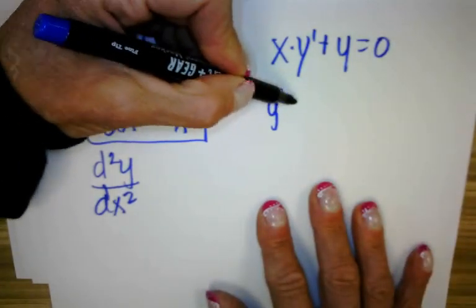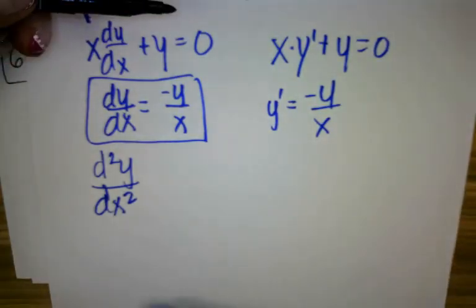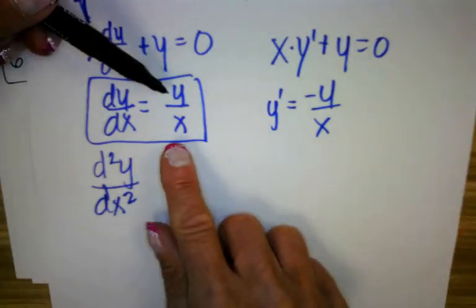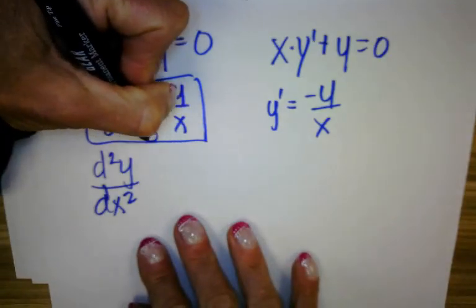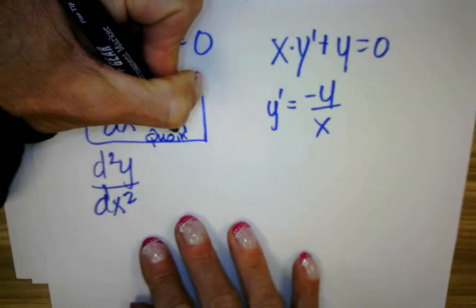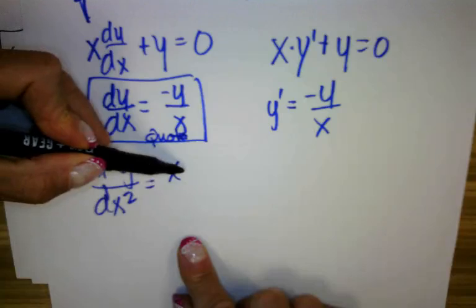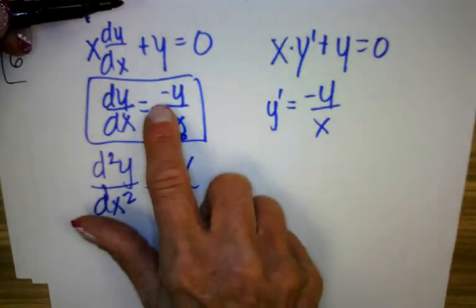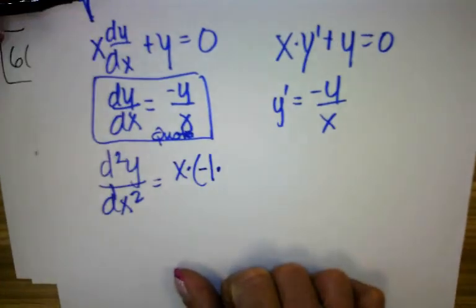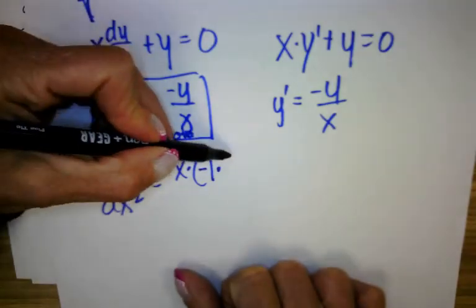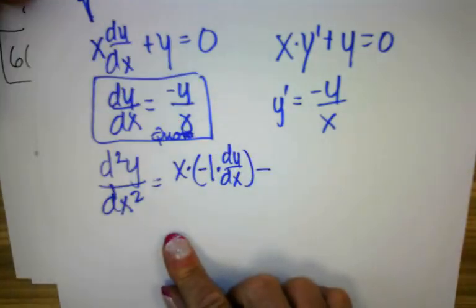What rule am I going to use to find this derivative? The quotient rule. Okay, now pay attention, the quotient rule. I'm not going to spell it right now. So we take the bottom times the derivative of the top. What's the derivative of negative y? Negative 1 times dy over dx. Same, works the same. Minus the top times the derivative of the bottom, which is 1. All over the bottom squared.